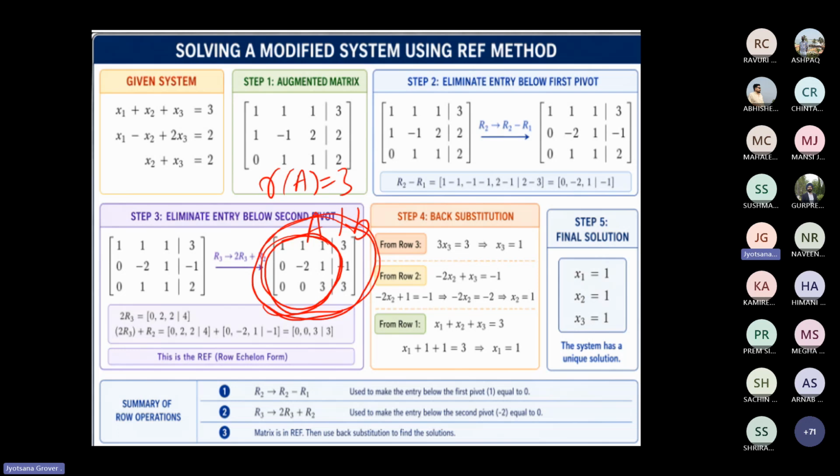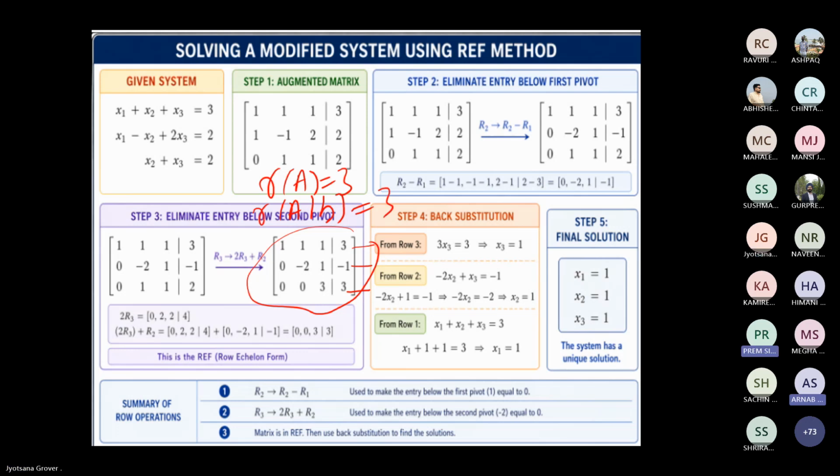Okay. Now what is the rank of the augmented matrix? The augmented matrix is this. What is the number of non-zero rows? 3. We only consider rows, right, ma'am? Yes. For rank, we only consider the number of non-zero rows in REF. 3. So both are equal.